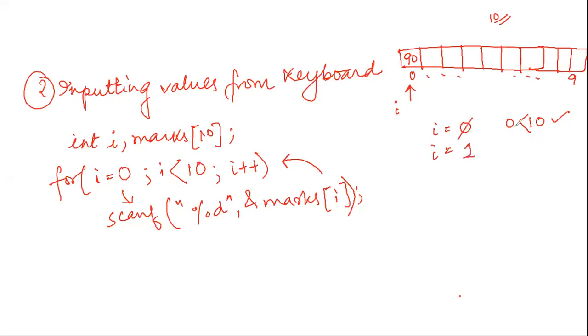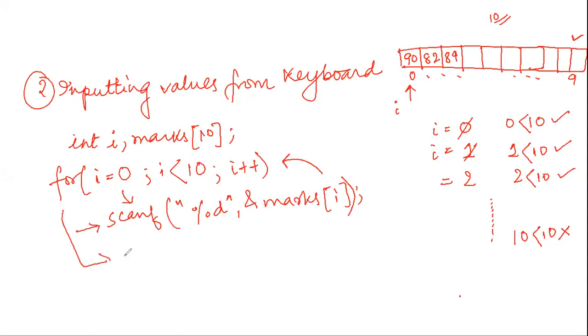Again, it will check the condition, that is, 1 is less than 10. Yes, it is true, so it will enter and again ask for another value. Suppose I am entering 82. It will go back and i goes from 1 to 2. 2 is less than 10. Yes, it will ask for one value. Suppose 84. Like this, it will go on till my 10 elements have been input. And at the last, 10 is less than 10 is false. Once false, I won't execute this statement. I will directly jump to the next statements in the program.